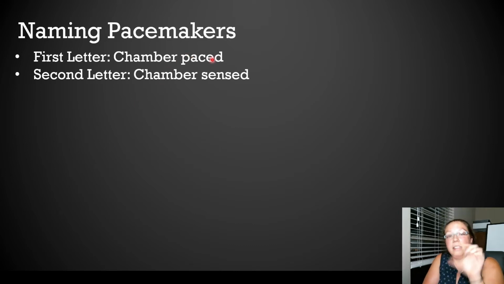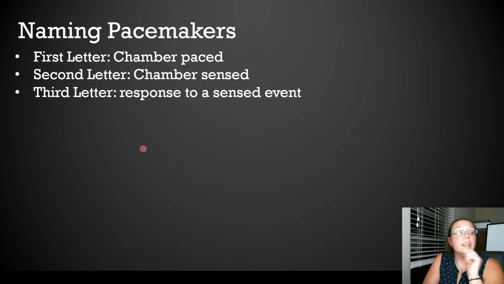So what chamber is getting the electrical impulse? What chamber is the pacemaker looking at for the response? What are they going to do when they sense something? So this third letter could be either a triggering event, an inhibiting event, or both. For the chambers, we got A and V, atria and ventricles. For that third letter, the response to a sensed event could be triggering, it could fire an impulse, or inhibit, stop an impulse from happening. Or it can do both, trigger and inhibit.